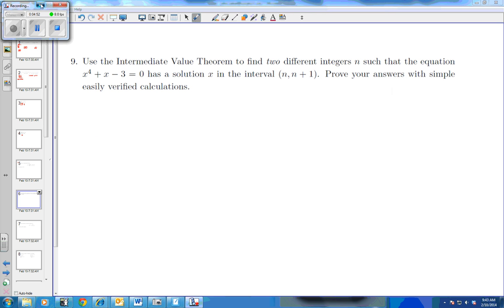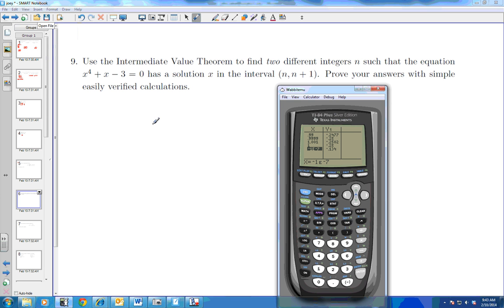Okay, sorry. All right, so the first thing I'm going to do, let's graph this to see what this looks like, because here's what they're saying. This says to find two different integers so that it has a solution between those two integers. So let's graph it. I'm graphing x to the fourth plus x minus 3, and I'm just graphing this in the standard viewing window.